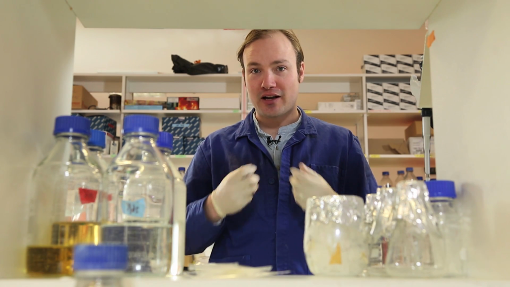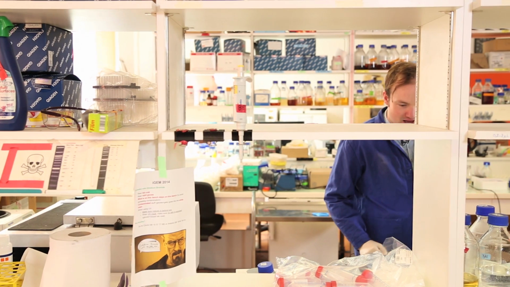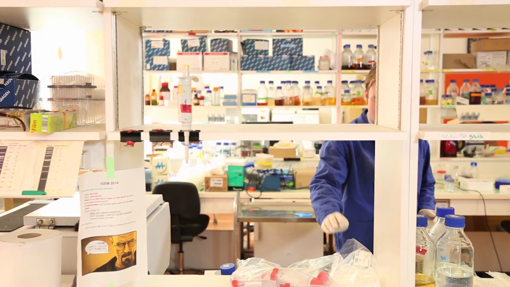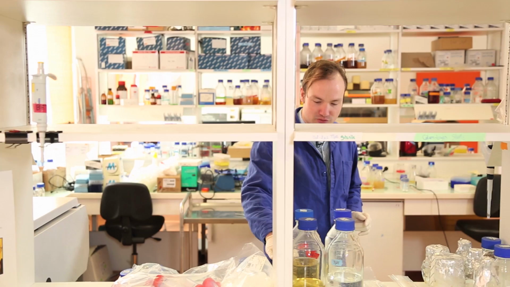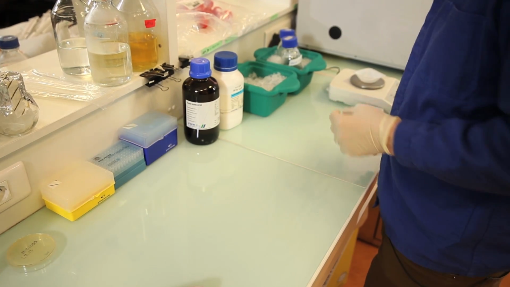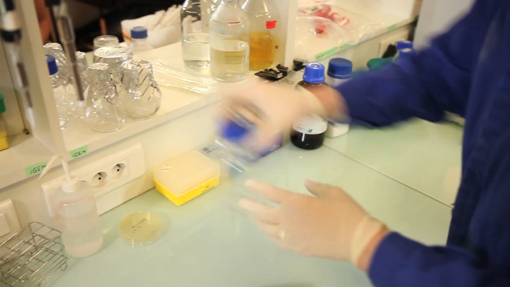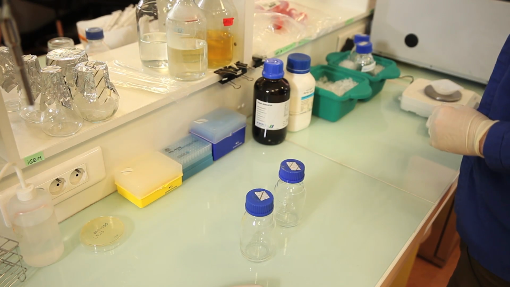Today we're going to be preparing competent cells. How I like to start is by preparing my solutions. We have two solutions that we need to prepare. One is a 100 millimolar solution of calcium chloride, and another one is 100 millimolar calcium chloride with 15% glycerol. So we'll need 1.5 grams of calcium chloride 2 times.